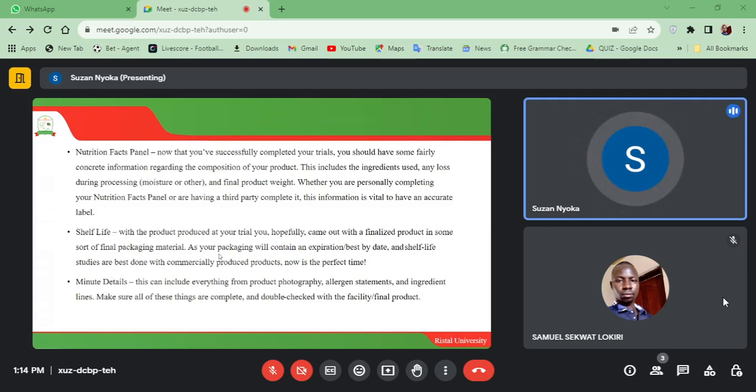The next is the shelf life. With the product produced at your trial, you hopefully came out with a finalized product in some sort of final packaging material. Shelf life studies are best done with commercially produced products, so now is the perfect time to determine and know the shelf life of the product, depending on the ingredients, the preservatives, and all that you used in the product.